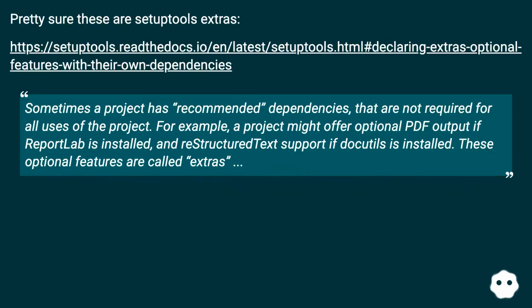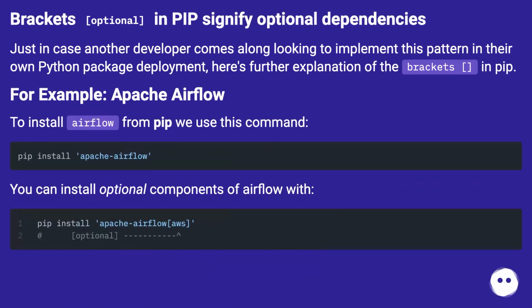Pretty sure these are setuptools extras. Sometimes a project has recommended dependencies that are not required for all uses of the project. For example, a project might offer optional PDF output if ReportLab is installed, and reStructuredText support if DocUtils is installed. These optional features are called extras. Brackets, optional, in pip signify optional dependencies.